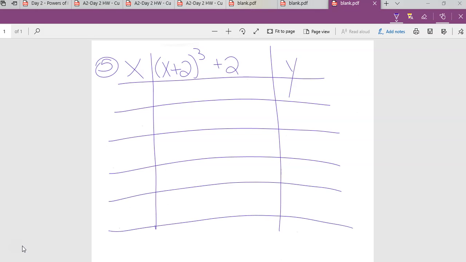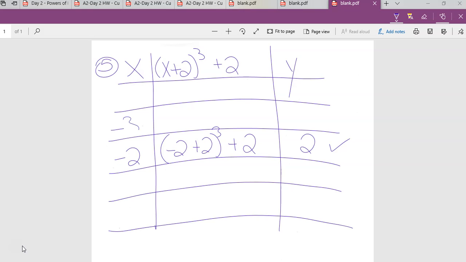And I suspected that my vertex was going to be at negative 2, positive 2. So we'll begin with that point first. I'm going to plug the negative 2 into my function and see if I get a positive 2. Negative 2 plus positive 2 is 0. 0 to the third power is still 0. 0 plus 2 is 2. So that point is a good point.